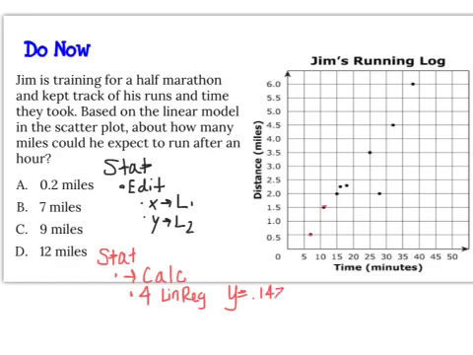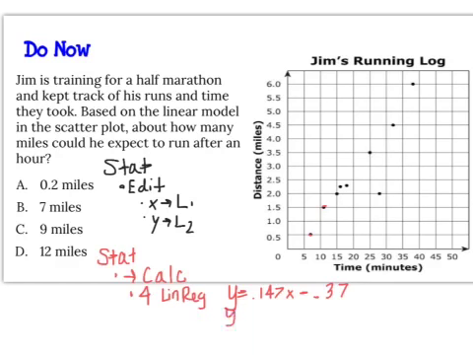0.147x minus, since it's a negative, 0.37. So this is my general equation, the line of best fit that fits the majority of the points. I'm wondering though how many miles he's going to run or expect to run after an hour.